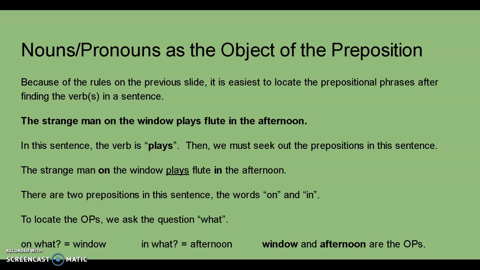To locate the objects of the preposition, we ask the question, what? On what? On the window. In what? In the afternoon. So window and afternoon are the objects of the preposition.